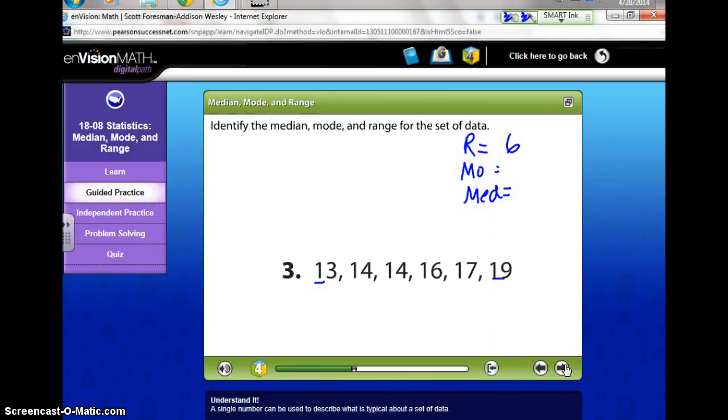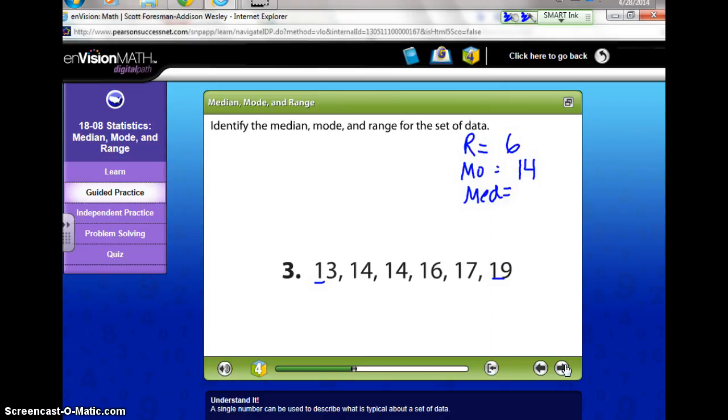Sky? Do you remember what mode stands for? And you said 16 occurs the most often? Okay, how many 16s do you see up there? Which number occurs the most often, Sky? Why did you pick 14? That's right.